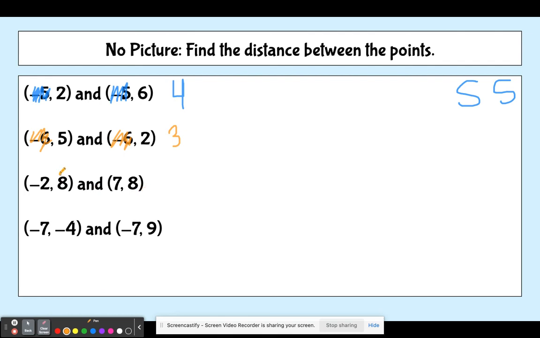The numbers that match here are the 8s. I want to know how far apart -2 is from 7. Now, if you notice, one's negative and one is positive. Those are different signs. When it's different signs, you need to add, okay? The reason is because on my number line, here's 0. I went 2 backwards, and then I'm going 7 forwards. That's my -2, 2 backwards, 7 forwards. The total distance between those is going to be 9.